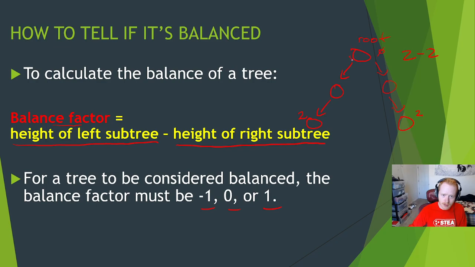The negative numbers come from this right side. So if we had 1 less, so 1, we would have 2 minus 1 and have a balancing factor of 1 at this tree. So if your right side is deeper than your left, your number will be negative.